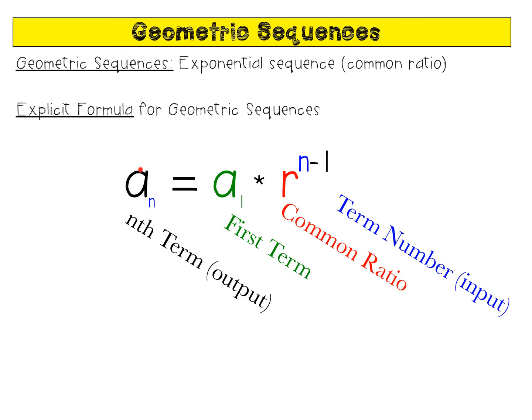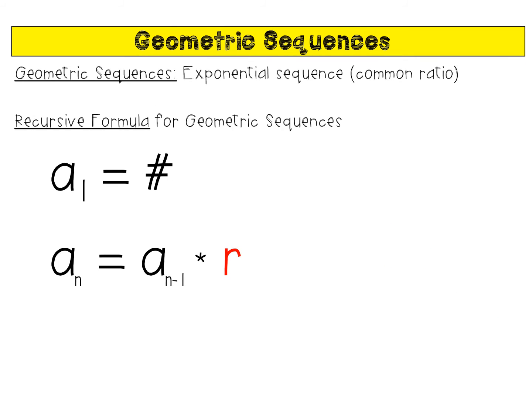So a sub n is still my output, given the nth term. a sub 1 is still my first term. r represents my common ratio. So if I'm multiplying by a number, that goes there. Now if I'm dividing, another way to divide is to do the fraction. So dividing by 2 each time, my r is going to be 1/2. And then it's to the power of n minus 1. And n is my term number or my input.